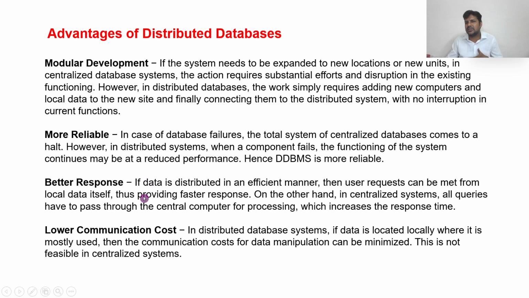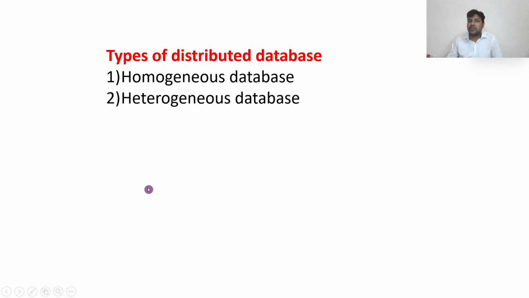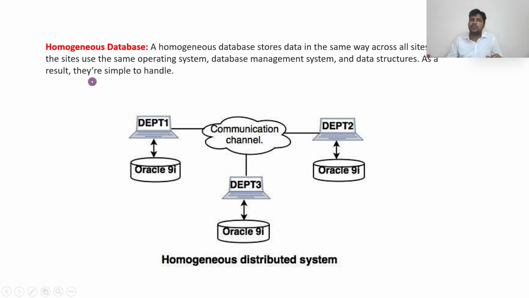These are the advantages. Types of distributed database: homogeneous distributed database and heterogeneous. Homogeneous means same, heterogeneous means different. I'll show you an example. In a homogeneous distributed database, data is stored in the same way across all sites. All sites have the same storage. For example, the operating system is the same, the DBMS is the same, the structure is the same. Here also Oracle 9i, Oracle 9i, Oracle 9i.